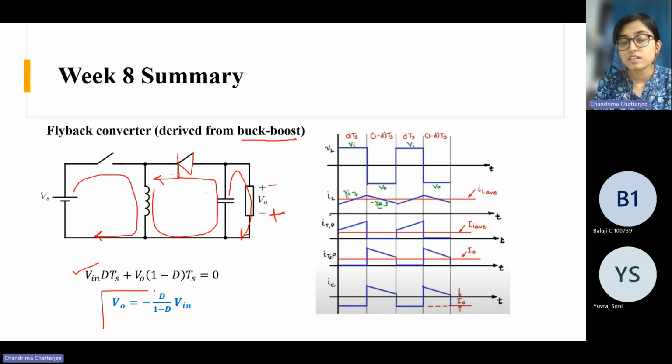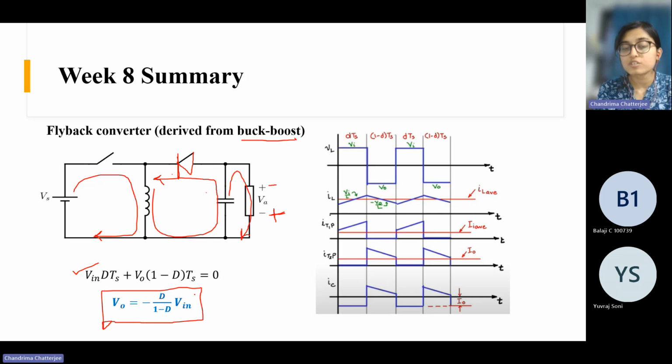So this is the buck boost converter, and for the buck boost converter we can get buck action also, where the output voltage is lesser than the input voltage. We can get boost action also, where the output voltage is greater than the input voltage. Okay, so that's why it is called buck boost converter.